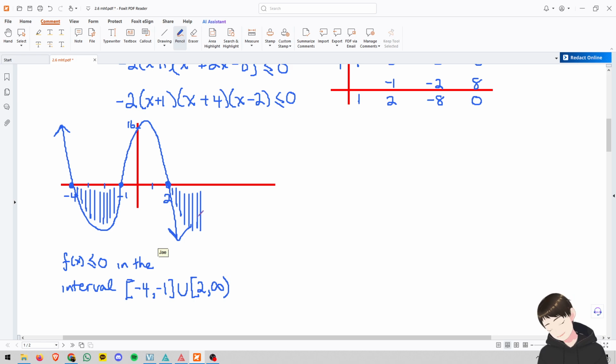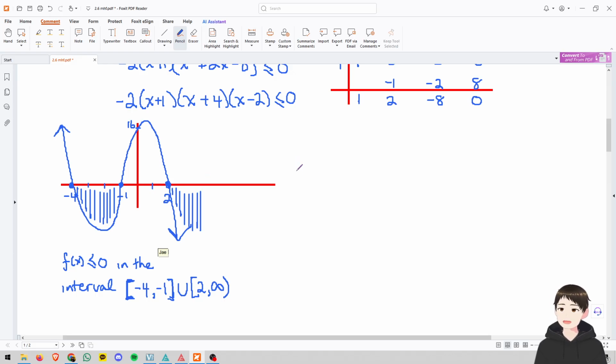Now, I'm making this video ahead of time, which means I actually don't remember if I covered this in 2.6 part 1. If I didn't, just bear with me. Don't worry too much about notation. This is literally what I mean, negative 4 to negative 1 and then 2 up to infinity. You might wonder why there is a difference between square brackets and curved brackets. I will explain if I have not done so in 2.6 part 1.